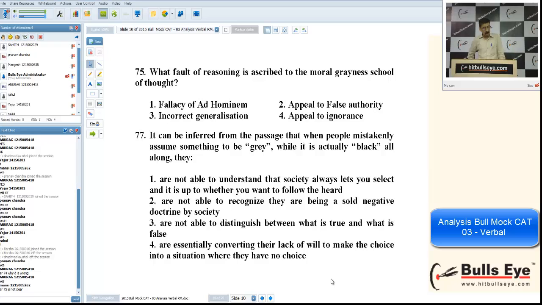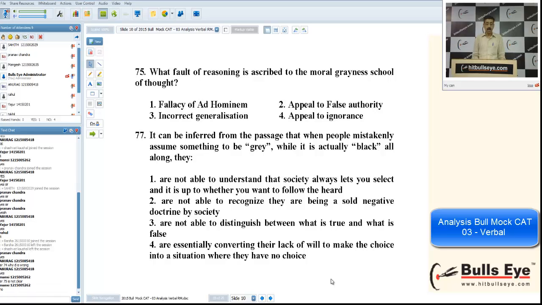Mansi, to answer the 75th question, do we know the meaning of fallacy of ad hominem, appeal to false authority? All these are fallacies in the chapter of critical reasoning. Have you done critical reasoning? Do you know anything about critical reasoning, Mansi? Okay, that's why you found this difficult. Fallacy of ad hominem means attacking the character of the person. If any person does something wrong, instead of attacking that person, we should condemn his actions. Attacking a person is called fallacy of ad hominem.